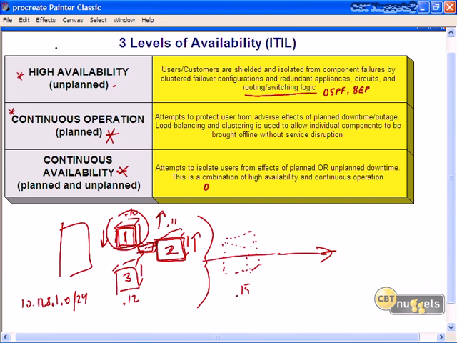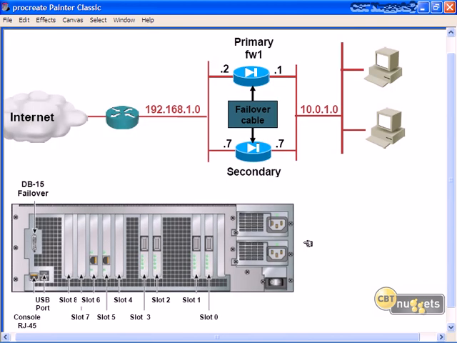Now remember, out in the industry, whether you're dealing with database solutions or mail solutions or other application solutions or even physical implementations, these concepts of availability and terminology may be different. But as far as the ITIL is concerned, these are the 3 you want to be aware of. Let me show you a real-world example of this kind of reliability and availability concept.